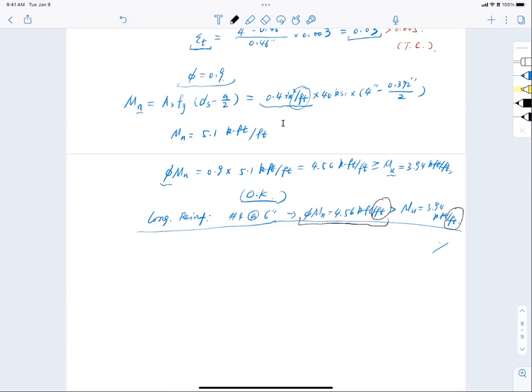Okay, well, if I haven't put you to sleep yet, Wednesday only, right? Let's continue. This is how we design for one-way slab.